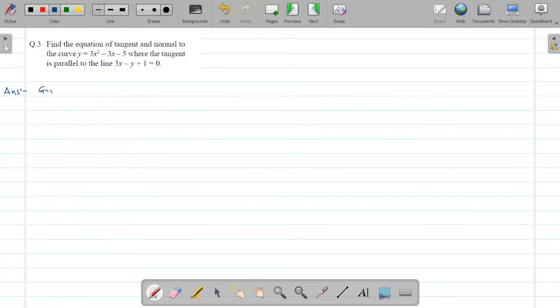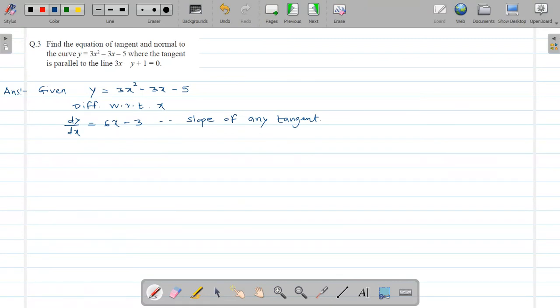First of all, write down the given equation of the curve, that is y is equal to 3x square minus 3x minus 5, and differentiate this with respect to x. So differentiate with respect to x, then you will get dy by dx. dy by dx is equal to, now see here, derivative of 3x square, 3 as it is, derivative of x square is 2x, so it is 6x, then this is minus 3. So we get the slope of any tangent to that given curve.